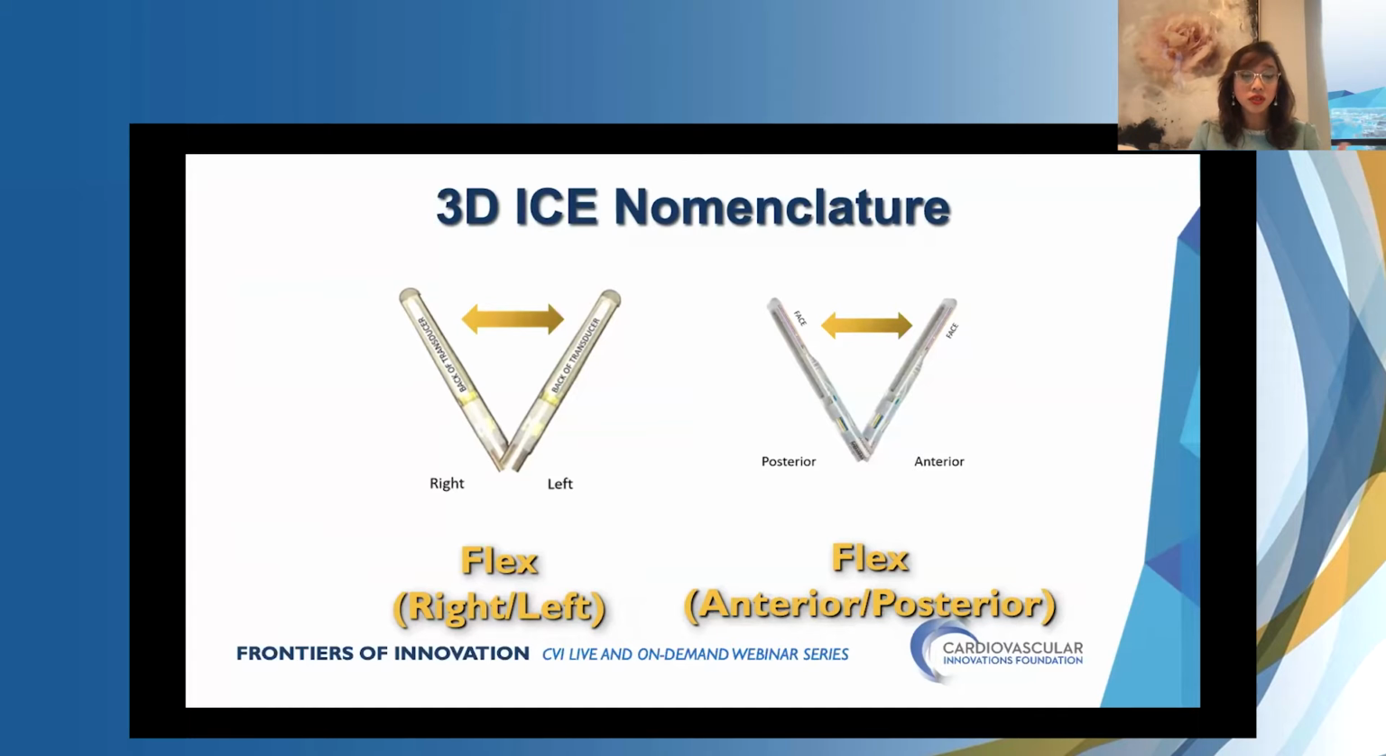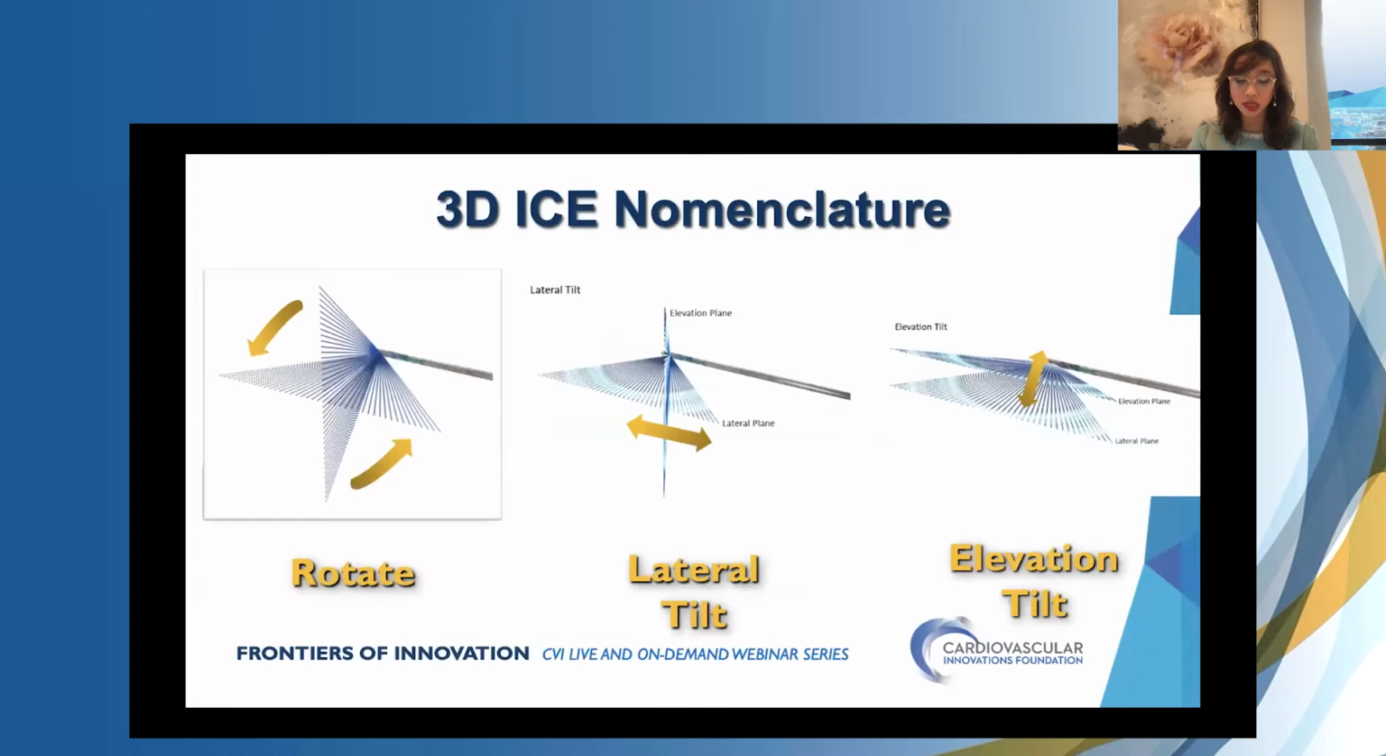Now, in addition to these manipulations, we also mentioned that digital steering can be performed, and this is actually performed from your echo machine itself. So this is similar to your TEE omniplane. Your ICE catheter can also rotate 360 degrees, and this is what we call tilt.